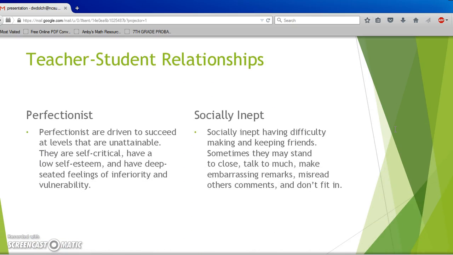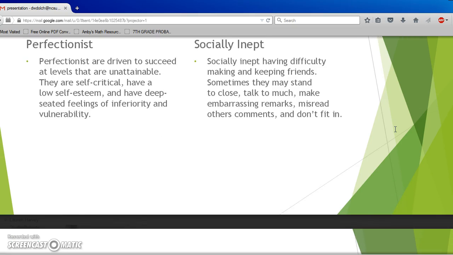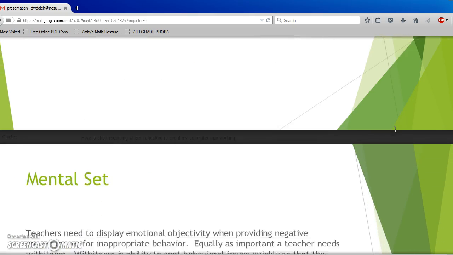Also, there are perfectionists. Perfectionists are driven to succeed at levels that are unattainable. They are self-critical, have low self-esteem, and have deep-seated feelings of inferiority and vulnerability. Then there are the socially inept. They have difficulty making and keeping friends. Sometimes they may stand too close, talk too much, make embarrassing remarks, misread other comments, and don't fit in.